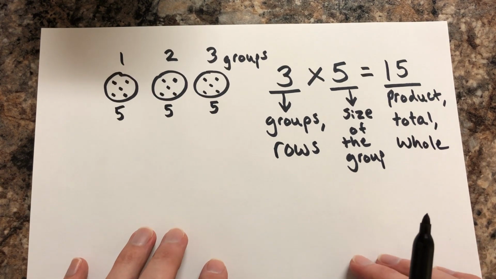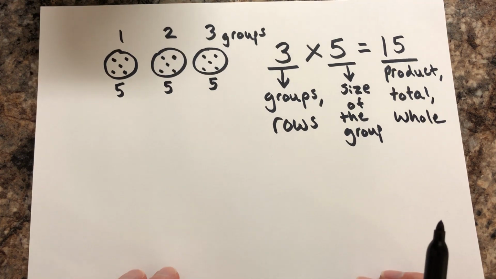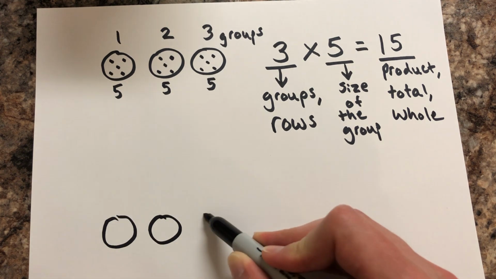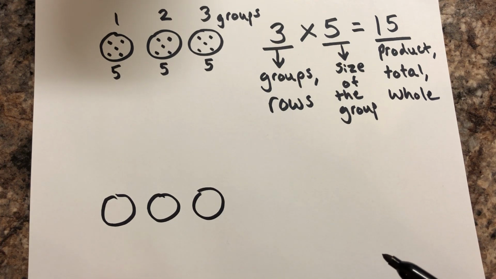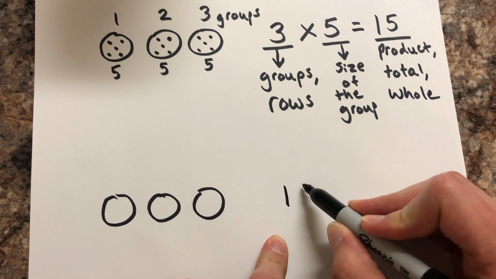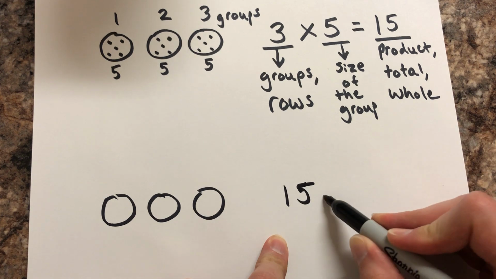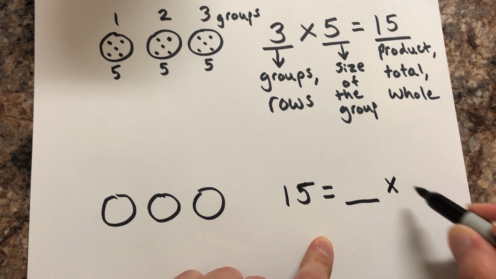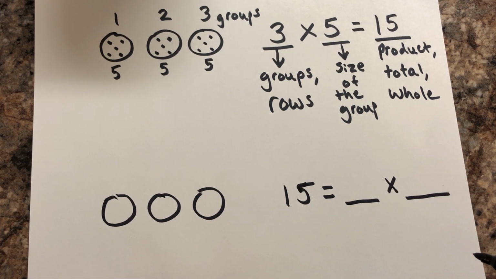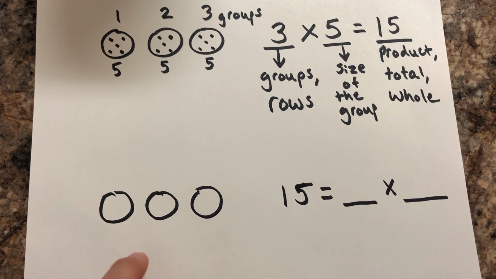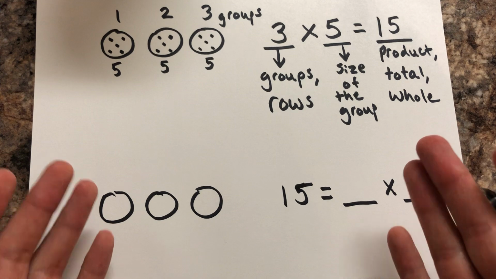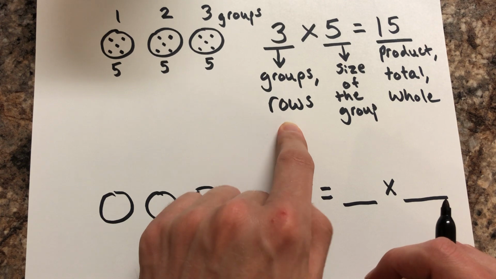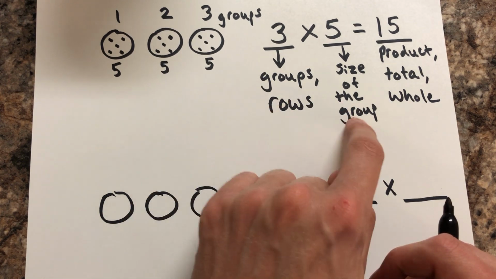Now let's suppose we take the same problem, and let's say I know this right here, and I know that there are 15 altogether. I want to know what my multiplication sentence is to solve for the missing factor, for what I'm missing. Well, looking at this picture, what am I missing? First, let's decide what we already have. What do I already know? Do I know the groups, or do I know the size of the group? Which one of these numbers do I already know?